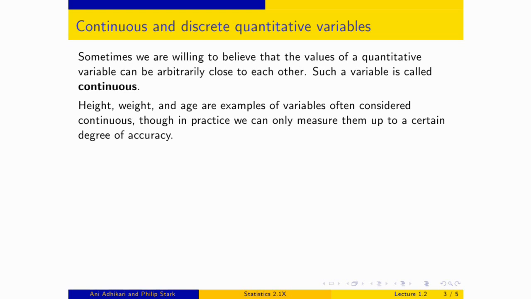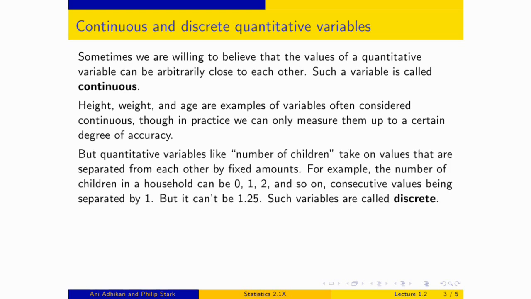And then there are other variables like number of children. Now, number of children can be 0, 1, 2, 3. It cannot be 1 1/4. Variables like this, where successive values differ by fixed amounts, are called discrete. Just to be clear, discrete variables don't have to be whole numbers. For example, if a variable takes values 1/2, 1, 1.5, 2, 2.5, and so on, it's discrete. The values aren't whole numbers.